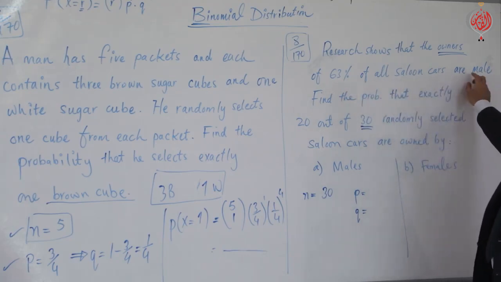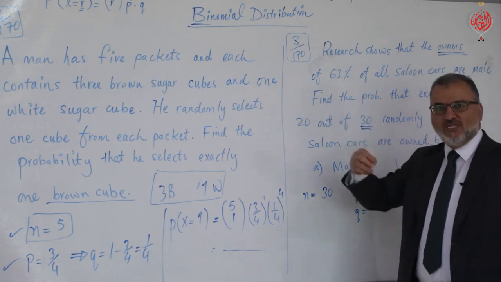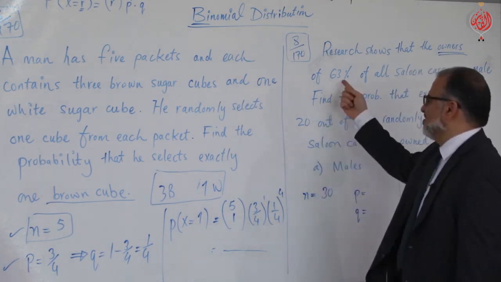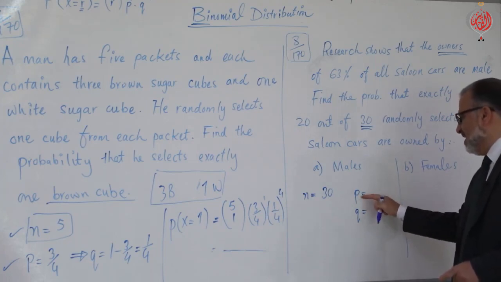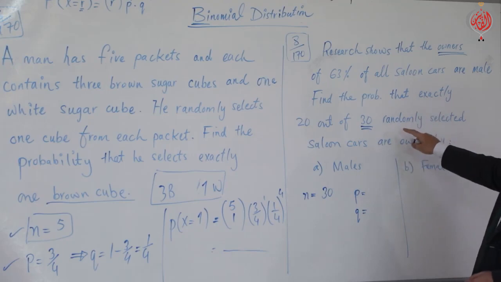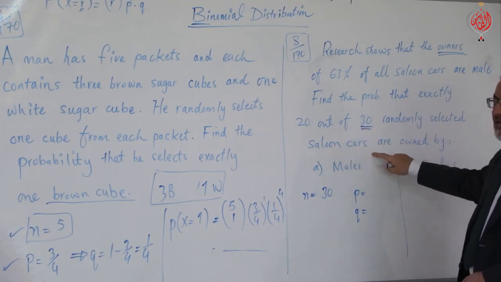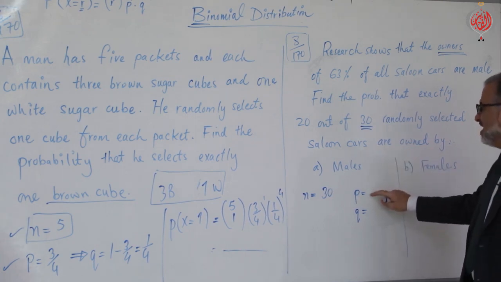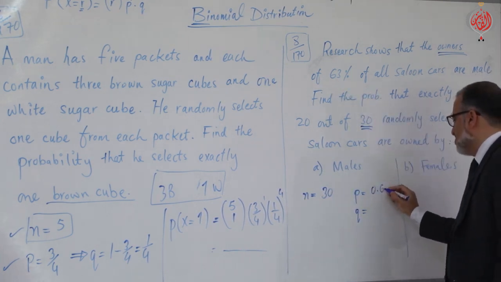63% of all salon cars are owned by males. Sometimes we write the probability as a percentage, though you can definitely write it as a decimal. Since we are asked to find the probability that 20 out of 30 randomly selected salon cars are owned by males, the P here is 63%, or 0.63.